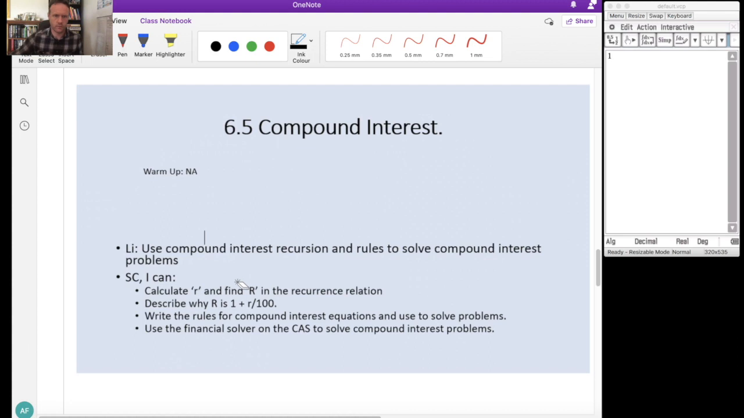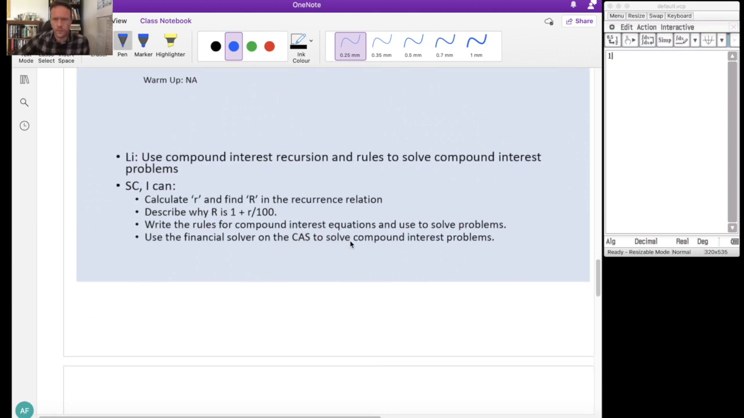Okay, so today we want to be able to use the compound interest recursion and rules to solve compound interest problems. We want to be able to calculate R and find big R, little r bigger in the recurrence relation. Describe why R is 1 plus r over 100. We'll see that. And also write the rules for compound interest equations, use it to solve problems, and use our financial solver, which is a magical little tool on your CAS. So let's jump into it.